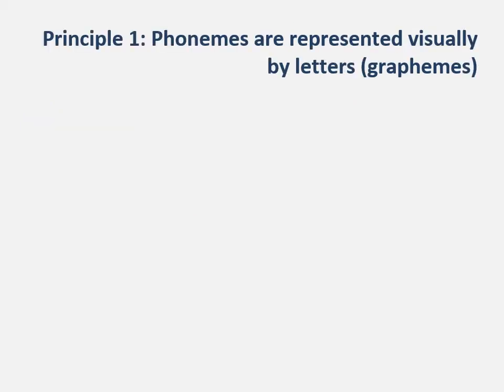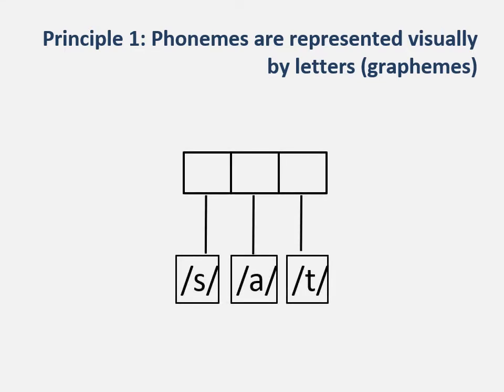So principle 1. Phonemes are represented visually by letters, by graphemes, and in this case we are talking about letters as graphemes, individual letters, because we have the sounds for the word sat, and the phonemes are s, a, t, and we know that the written representation is s, a, t. So s is the grapheme for s, a is the grapheme for a, t is the grapheme for the phoneme t.